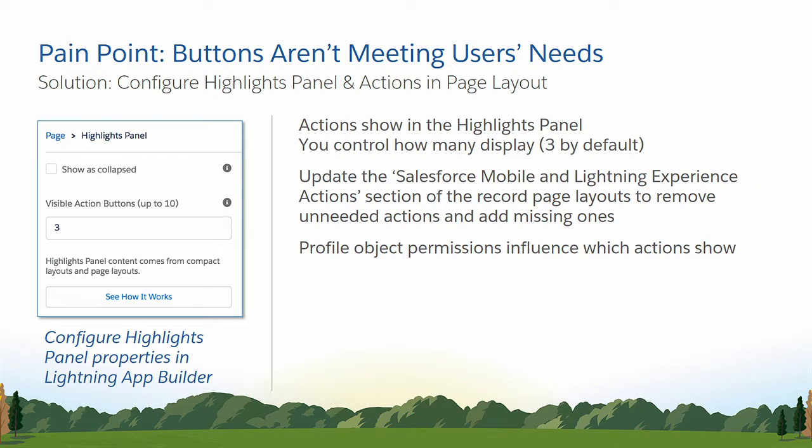To actually change the buttons that are showing up on the page, you need to go to your page layout, and you need to modify the Salesforce Mobile and Lightning Experience section of the layout. And there you can make sure you're showing the buttons that you want to display. And another consideration here is that profile permissions will also influence the buttons that show up on your page. So for example, if you're struggling with getting the edit or delete buttons to show up, remember that users will only see those if they have the permission in either their permission set or profile.